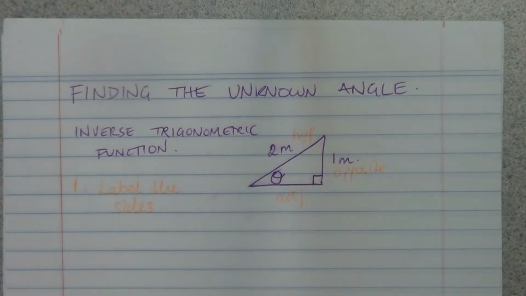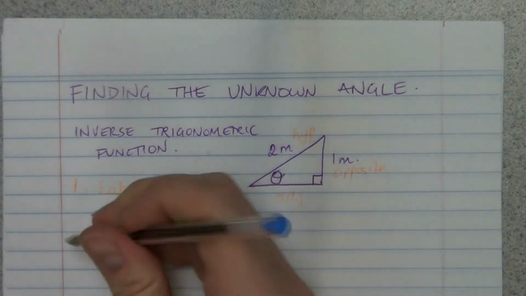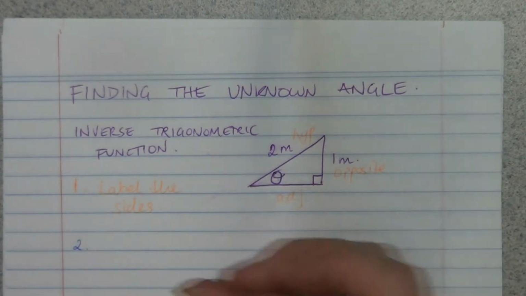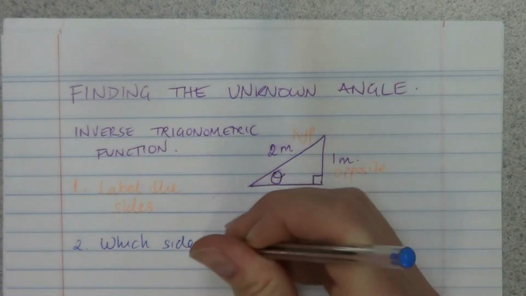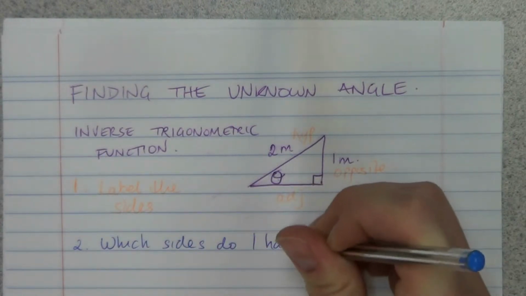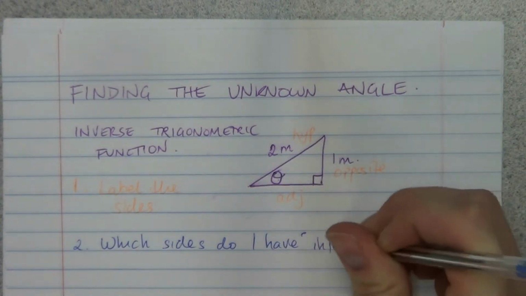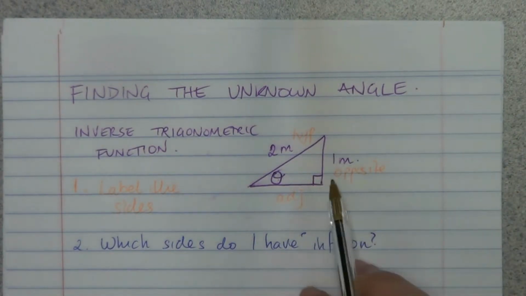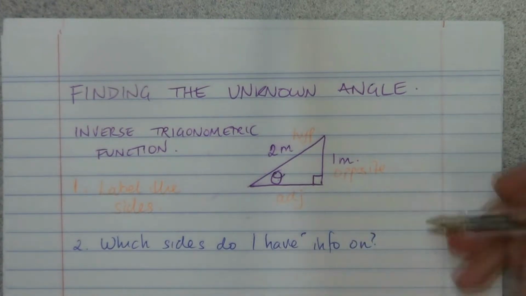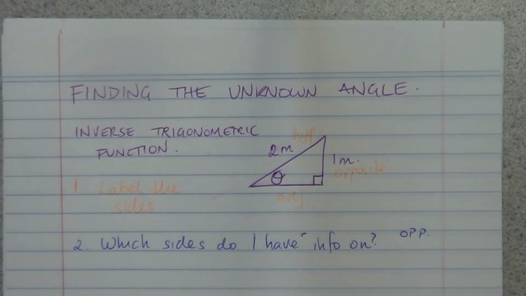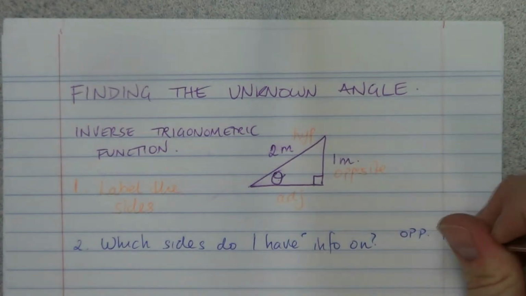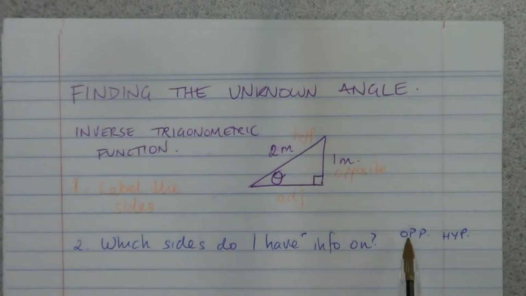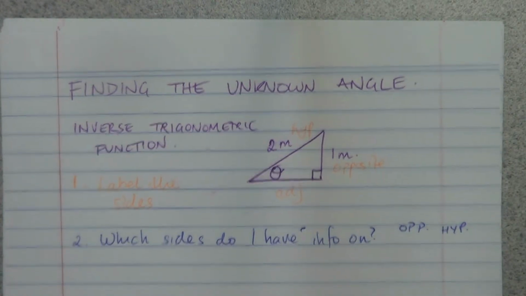Okay, so we've labelled the sides, which is great. Well done us. So now what we need to do, step 2, which side do I have information on? Okay, so I've been told here that my opposite's 1 meter, so I've got information about my opposite. And then I've also got information here about the hypotenuse as well. So I know stuff about the opposite and the hypotenuse.